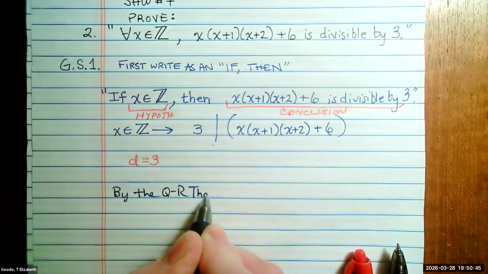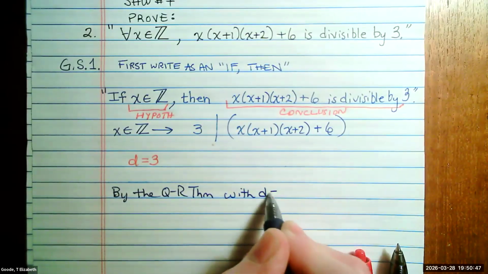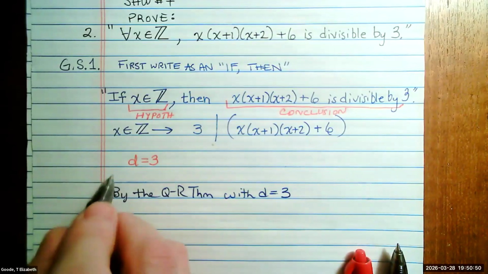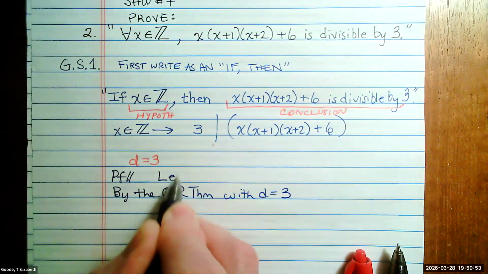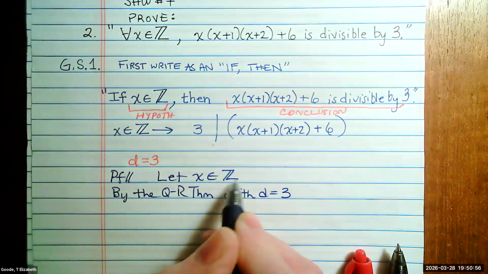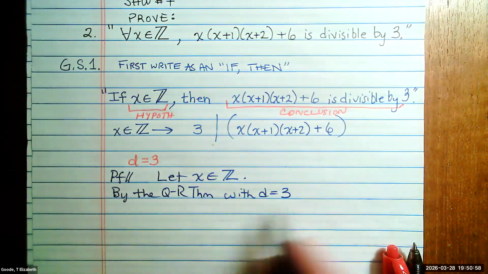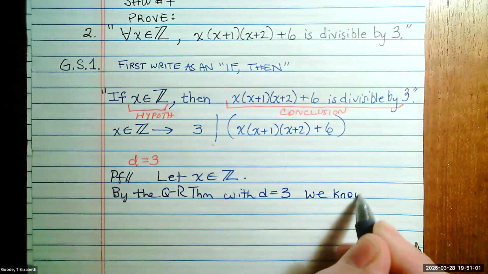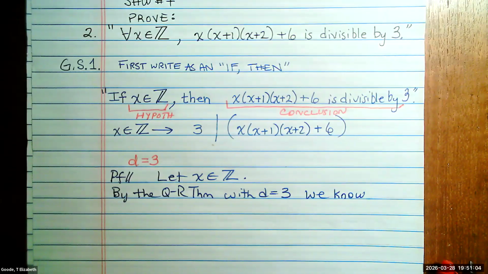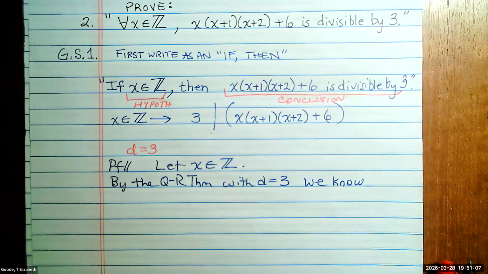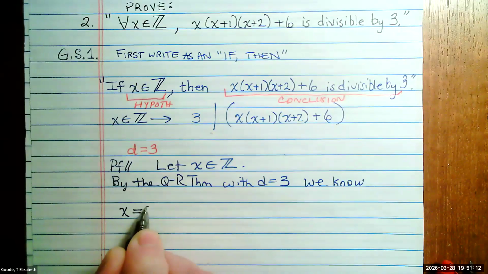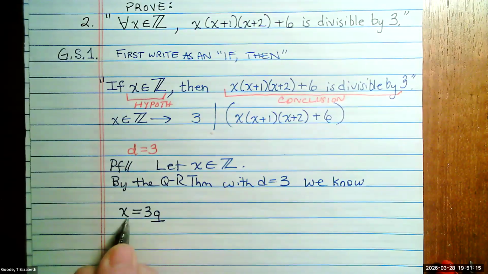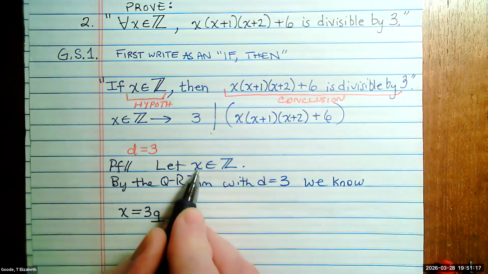So, by the QR theorem with D equals 3, let's give ourselves our hypothesis. Let x be an element of Z. By the QR theorem with D equals 3, we know... Can you tell me the three possibilities? 3q, I'm going to say 3q first. x equals 3q. We're applying the divisor 3 to the x.